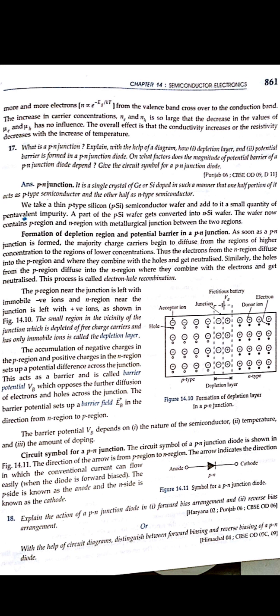So the majority charge carriers are shown here as the large balls, and the smaller ones are the minority charge carriers, which are generated due to thermal generation. That means when thermal energy is provided, the electrons get emitted. So in that condition, they are given as the minority charge carriers.